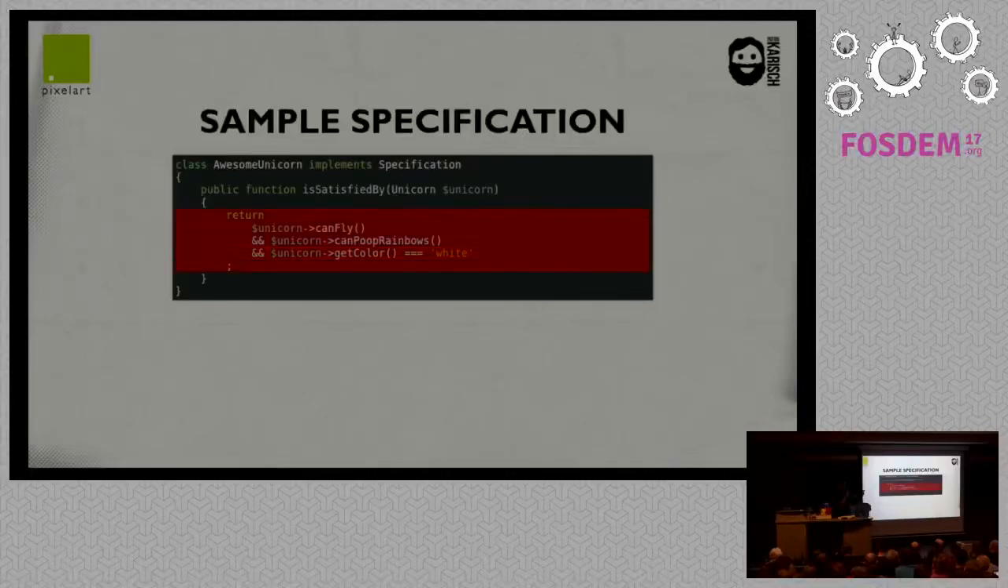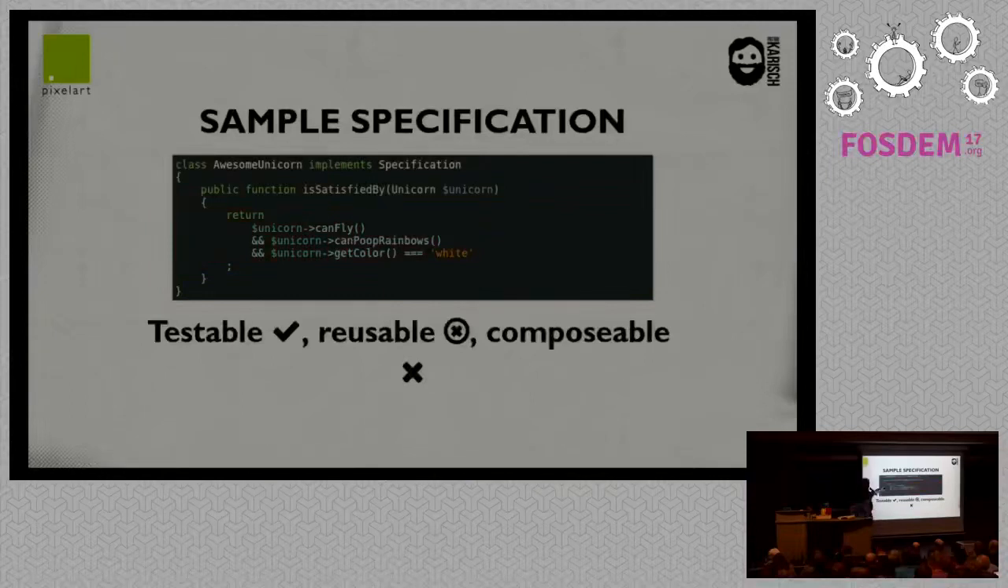Any questions on it? Does it look simple enough for a specification class? That's fine. The only issue is that we get a unicorn instance, which means it is testable, but not reusable, because we only have a unicorn instance. You can't test a turtle against an awesome unicorn specification. And, of course, it's not composable. How can you combine it with and or?